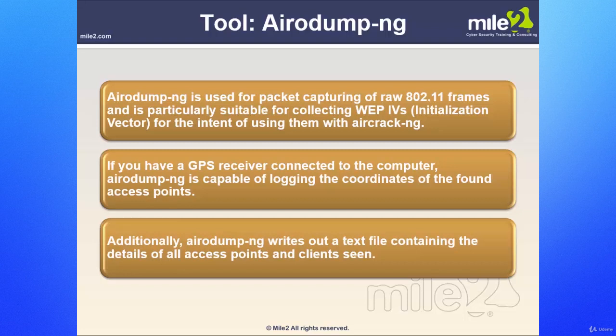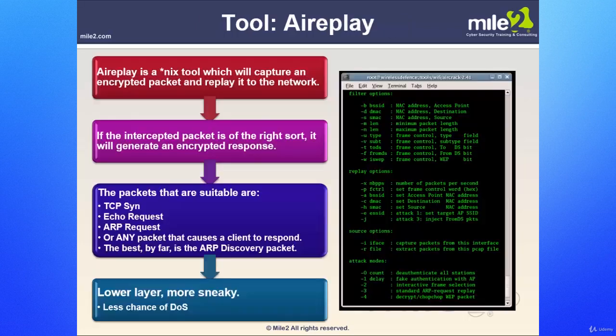If you have a GPS receiver connected to the computer, Airodump-ng is also capable of logging the coordinates as found on the access points. Additionally, Airodump-ng also writes a text file containing the details of all access points and clients seen. We also have Aireplay, as we mentioned. Again, this is another tool that would be used after we initiate the capture.